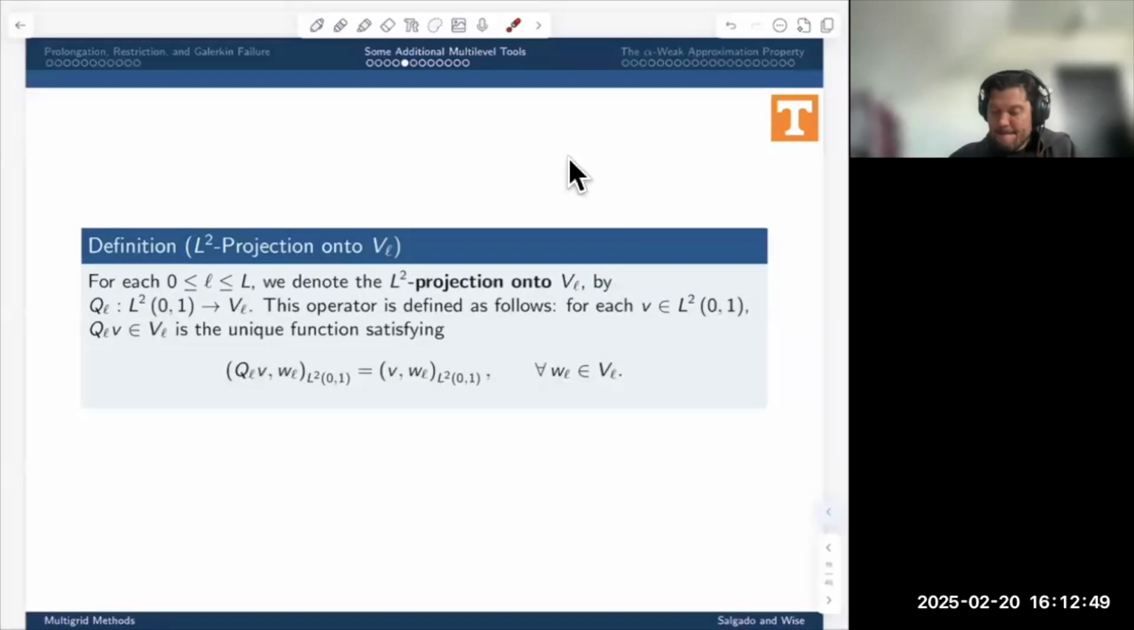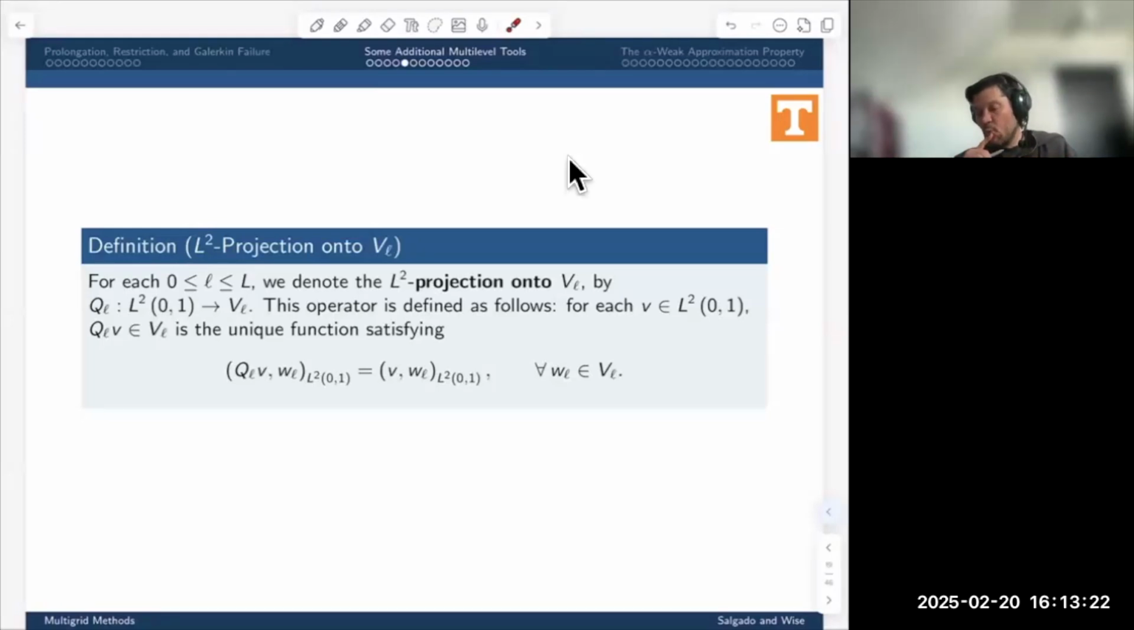What is an L2 projection? An L2 projection is a formulation, generally speaking, which takes an L2 function and projects it into a subspace. In this case, we're going to go all the way down to a finite dimensional subspace that we're going to call VL. That's the piecewise constant functions with respect to some grid. So we're going to project from L2 functions all the way down to this finite dimensional space.